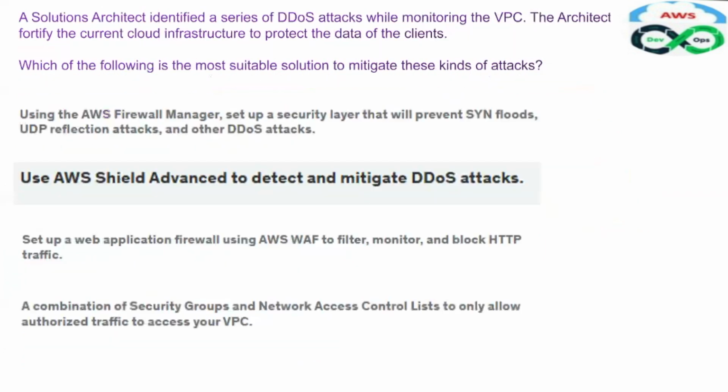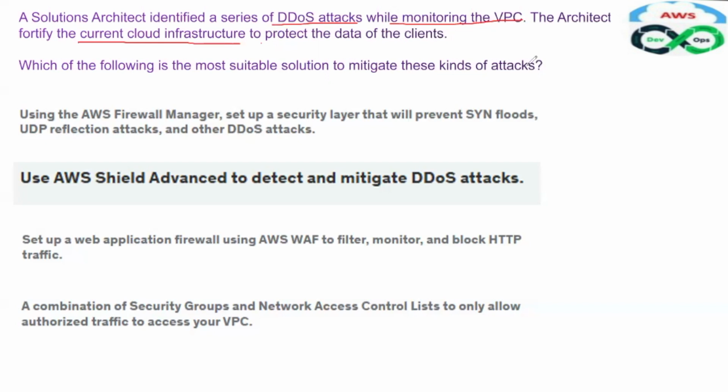Okay, great. Let's move to the next question. So a solutions architect identified a series of DDoS attacks while monitoring the VPC. See here they are not mentioning a website or any web application. They are just saying there are DDoS attacks happening on the VPC, and the architect needs to mitigate the current cloud infrastructure. So he's saying it should be the mitigation of the overall cloud infrastructure to protect the data of the clients. See, there is no mention of a website or a web application. Here they are just talking about DDoS attacks happening in the overall VPC environment, and they want to mitigate these attacks in their overall cloud infrastructure.